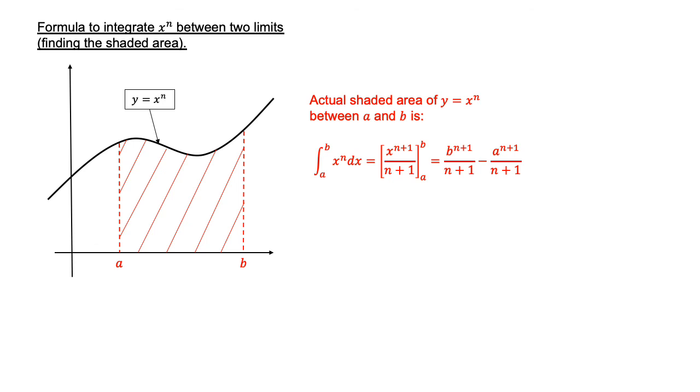So there it is. There's the x to the n plus 1 over n plus 1. And then what you do is you substitute in the top number, in this case our b, into the expression and take away the substitution of a into the expression. So there's the general case of what we do. And then obviously I'm going to show you a particular example of how it works in detail in the next slide.